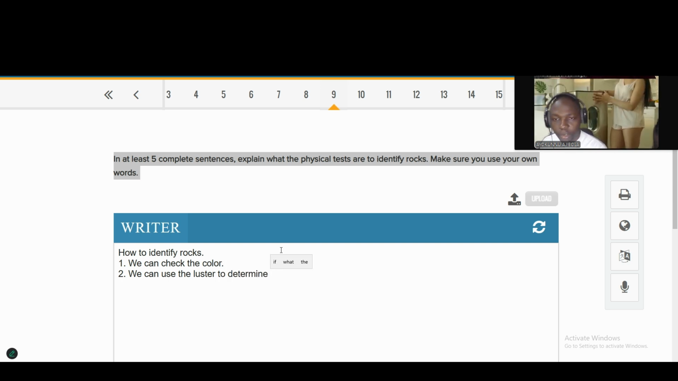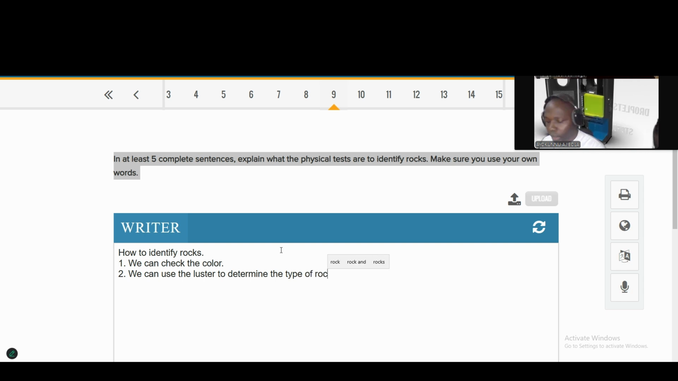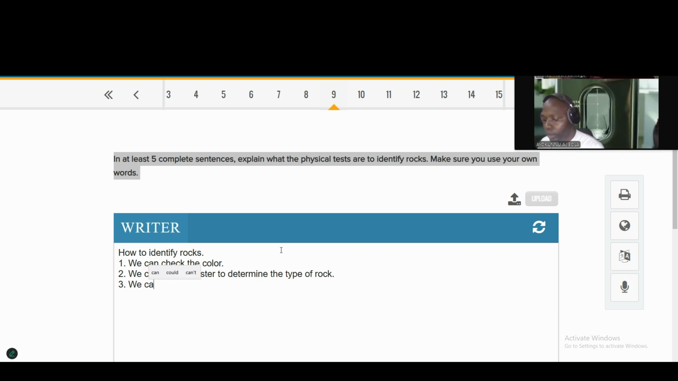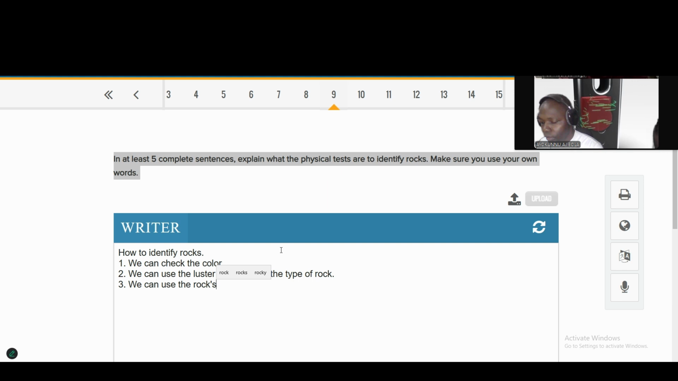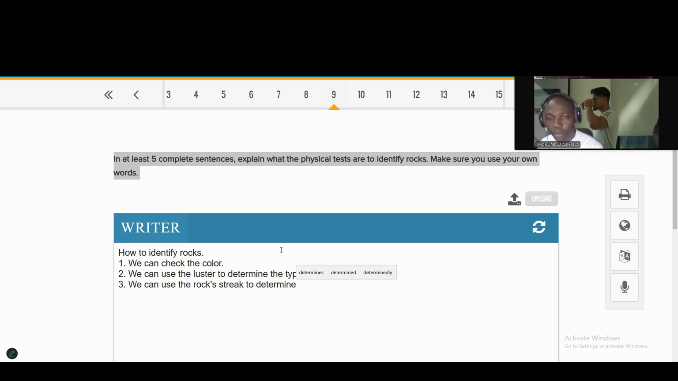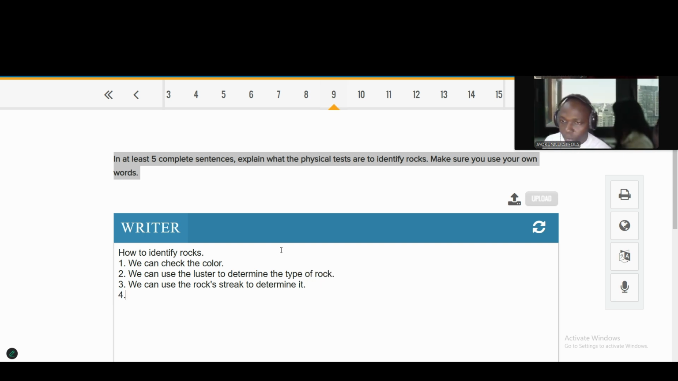We can use luster to determine the type of rock, okay? We read all those things there. Then number three, we can use the rock's streak to determine it.